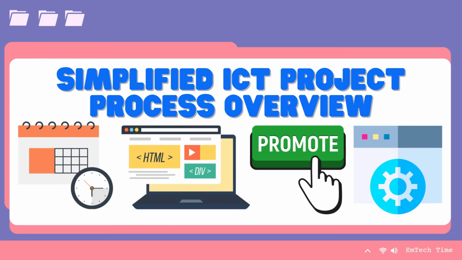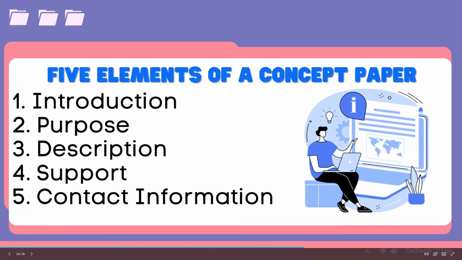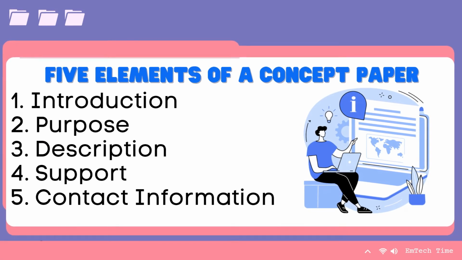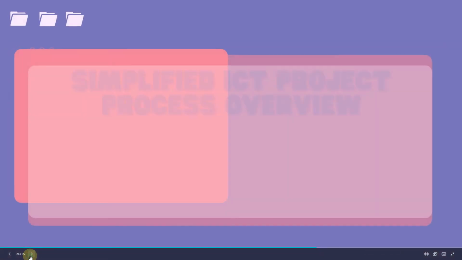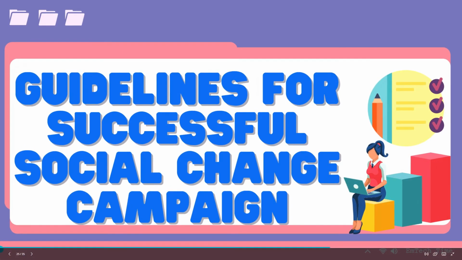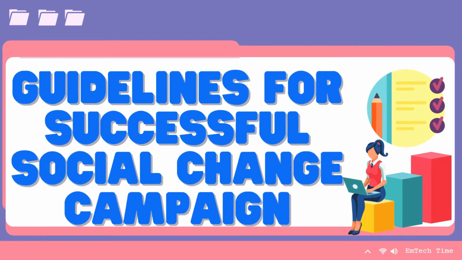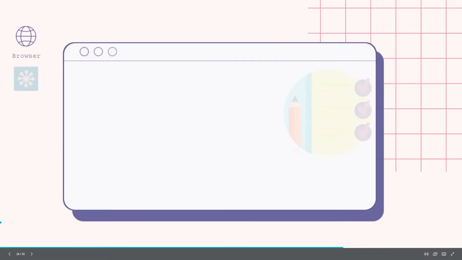So now we know how to simplify our ICT project process. Let's proceed to the guidelines for a successful social change campaign. We already talked about the five elements of a concept paper. Let's proceed to the guidelines for a successful social change campaign. To have a successful social change campaign, we should follow some guidelines. So here are the following guidelines.